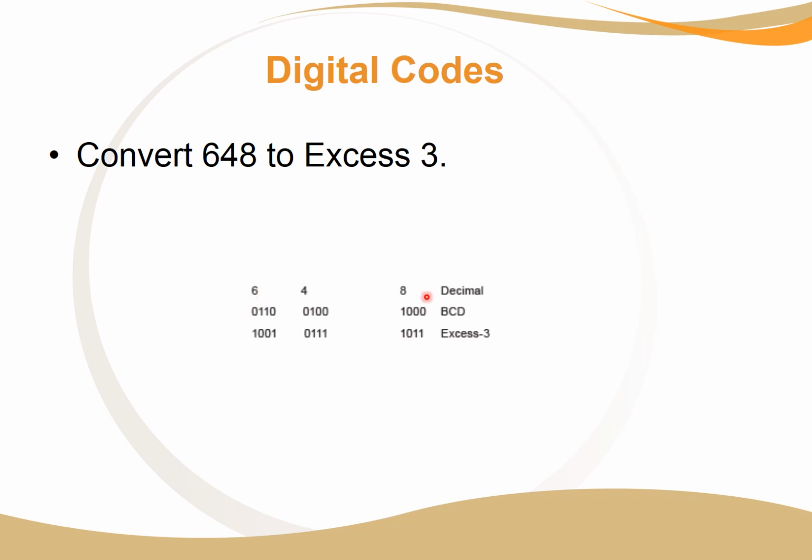So for 648, we have the binary number for 6, for 4, and for 8. And now we just add 3, like 0, 1, 1. We add 0, 1, 1 to each group, and we get the XS3 code.